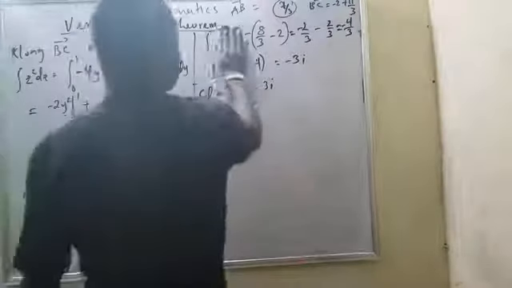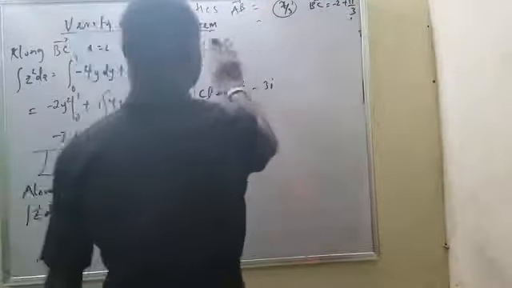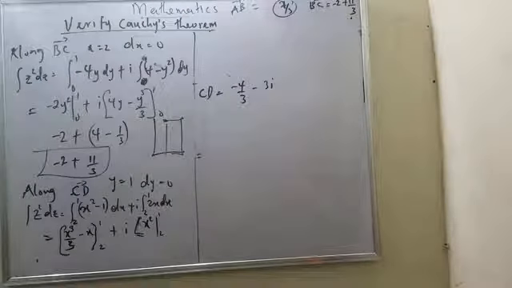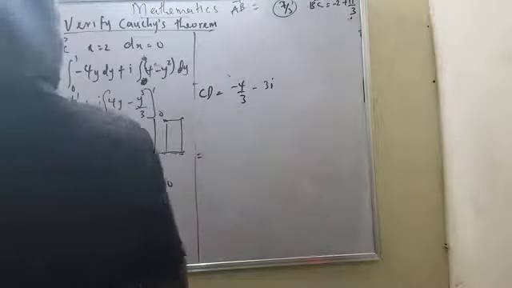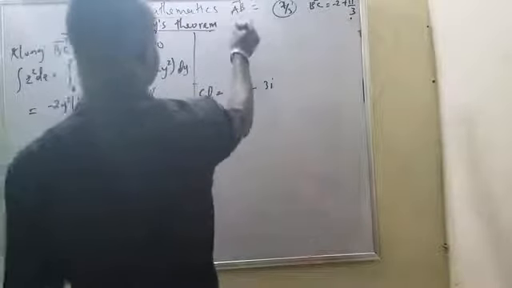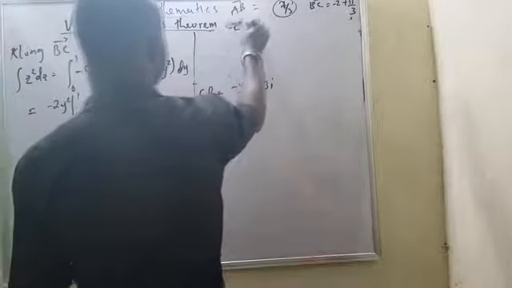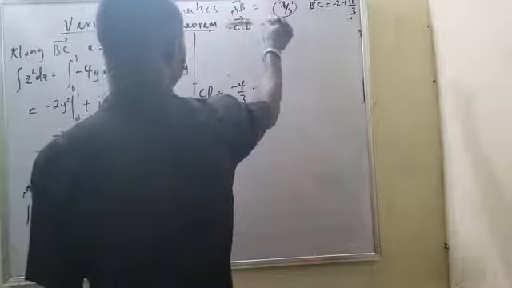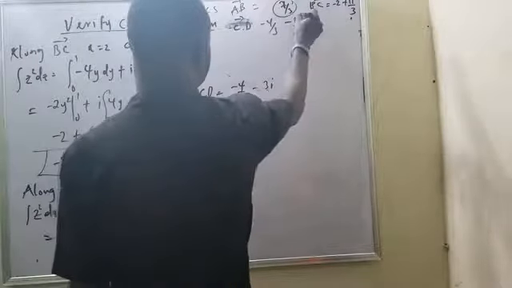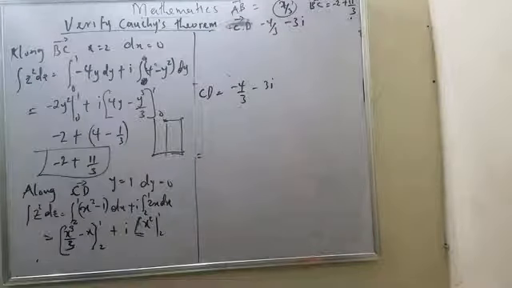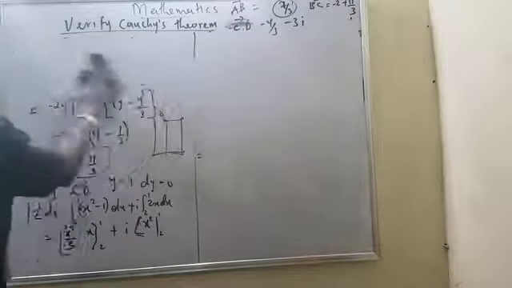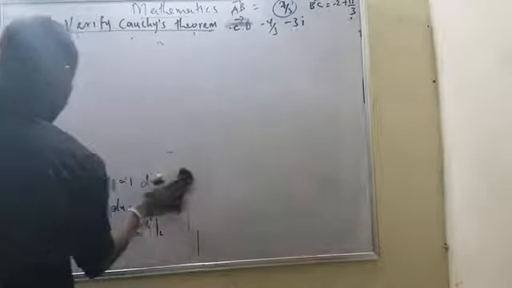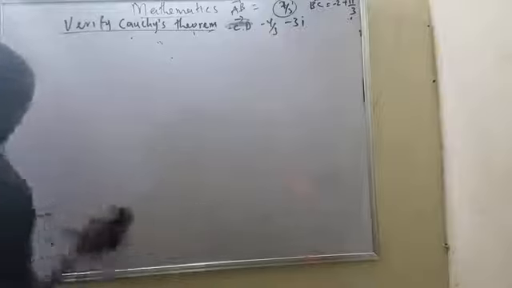I'll present it in this way so that when I'm to write my answer, I'll have along CD, minus 4 all over 3 minus 3i. Please think of that along CD. Okay. I'll move on to the next one, the last part of it.